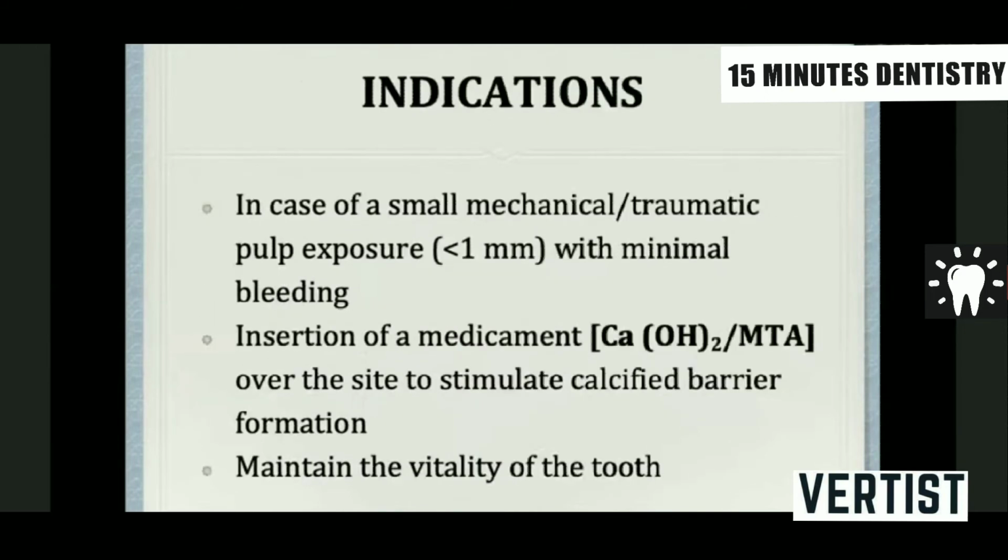The indications are small mechanical or traumatic pulp exposures, less than 1 millimeter in diameter, with minimal bleeding, where we can control the bleeding easily and irrigate properly. Then insertion of a medicament like calcium hydroxide. Nowadays, the routine use of MTA has given a very good success rate compared to calcium hydroxide in primary teeth, over the site to stimulate calcific bridge formation and to maintain the vitality of the tooth.